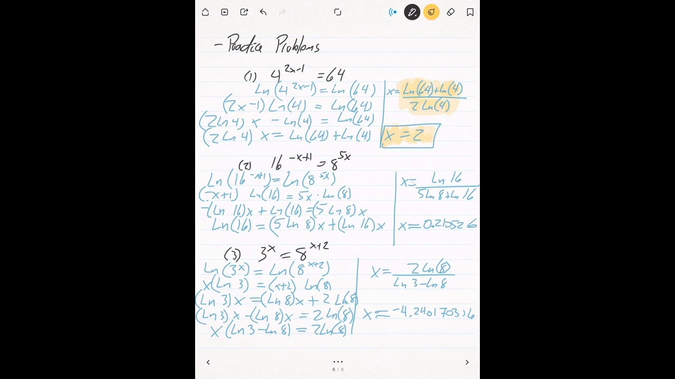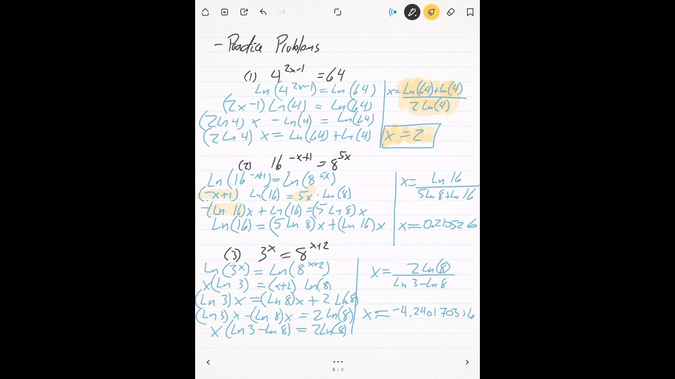Now in the next problem, I went ahead and did the same thing. I had the natural log of both sides. And by taking the natural log of both sides, I moved the exponents out front. Here I moved the negative x plus 1, and here I moved the 5x out. I distributed the natural log of 16. And again, I tried to be fancy here. I wrote the natural log of 16 in parentheses times x, because we're so used to seeing numbers times x, like 5x, 3x, 2x.